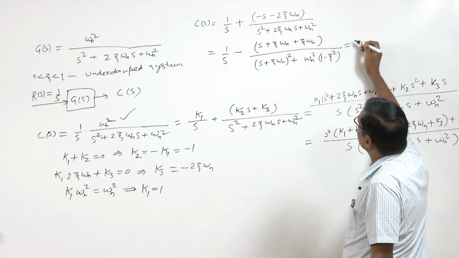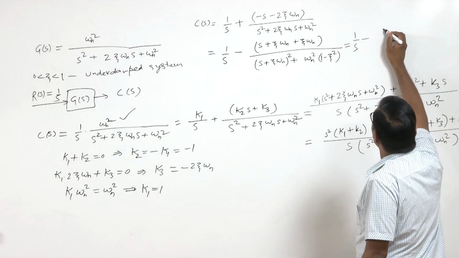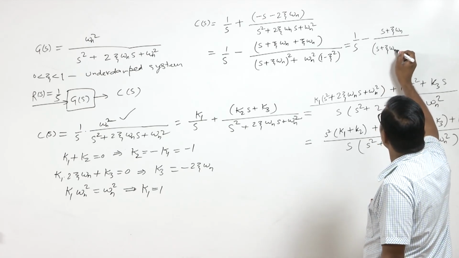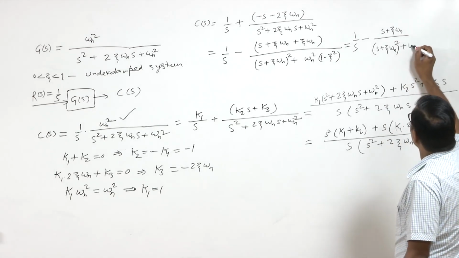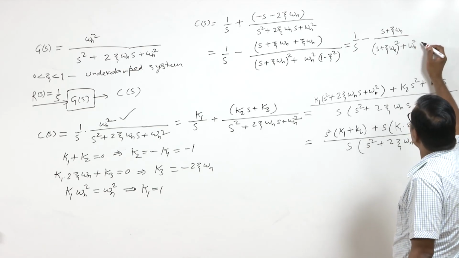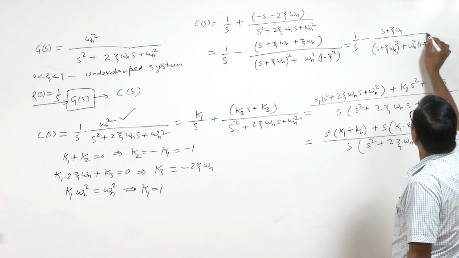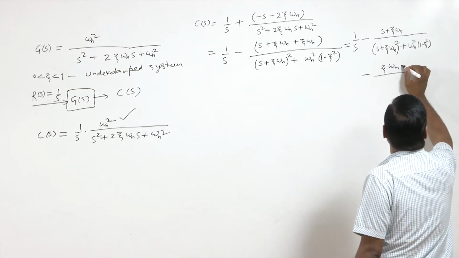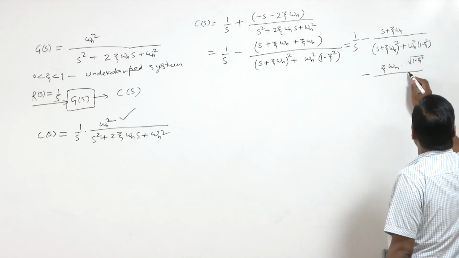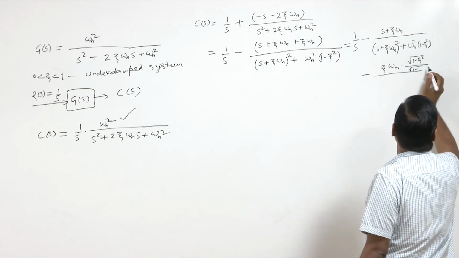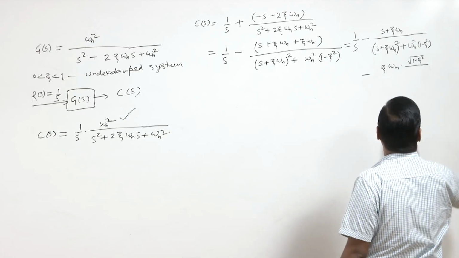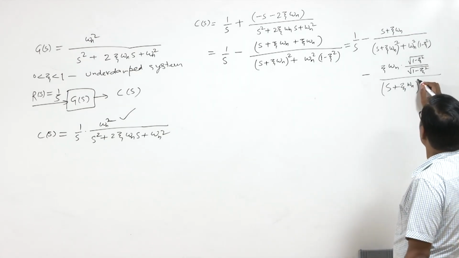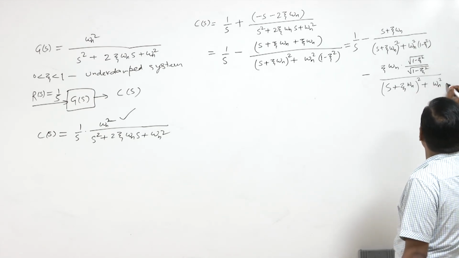Now we can rewrite this expression as 1 by s minus s plus zeta omega n upon s plus zeta omega n whole square plus omega n square 1 minus zeta square, minus zeta omega n upon root 1 minus zeta square, multiplying and dividing by root 1 minus zeta square, upon s plus zeta omega n whole square plus omega n square 1 minus zeta square.